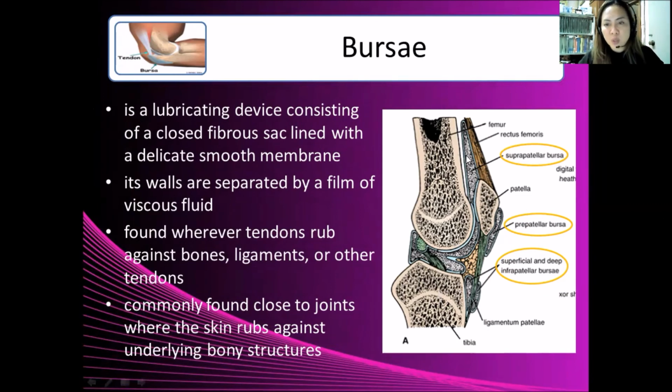So in this picture we have here, this is the knee kasi nandito yung patella. Okay? One of the biggest floating bone. Then sa taas niya, you have here your suprapatellar bursa. Then you have here the prepatellar bursa and the superficial and deep infrapatellar bursa.